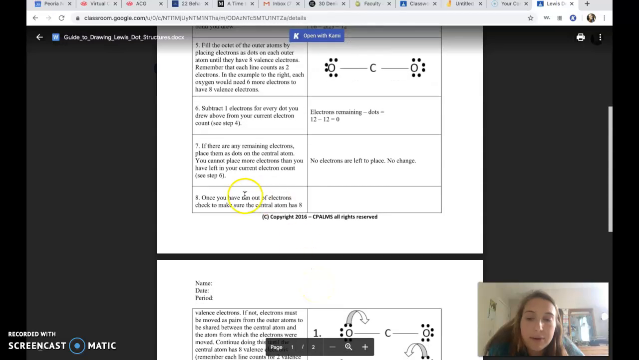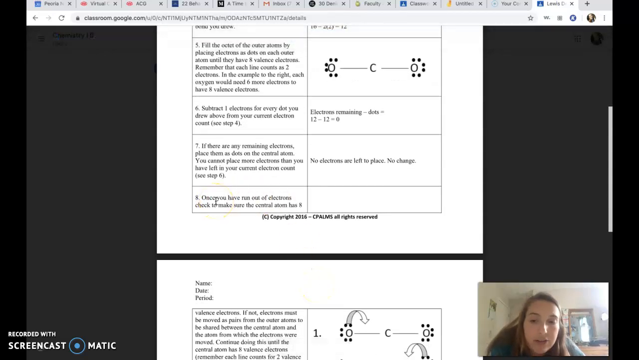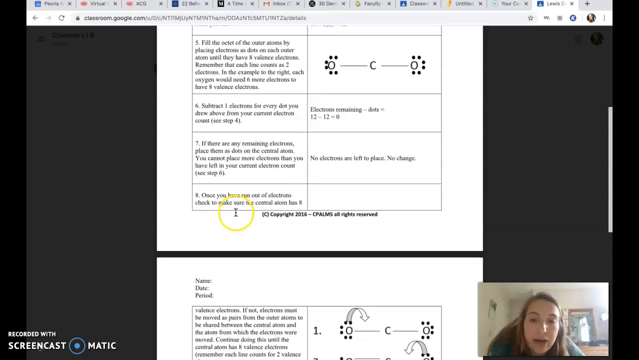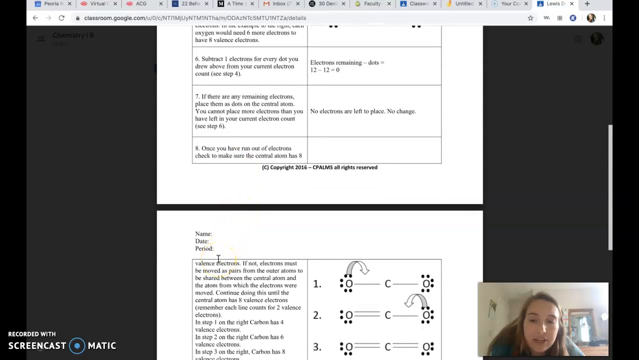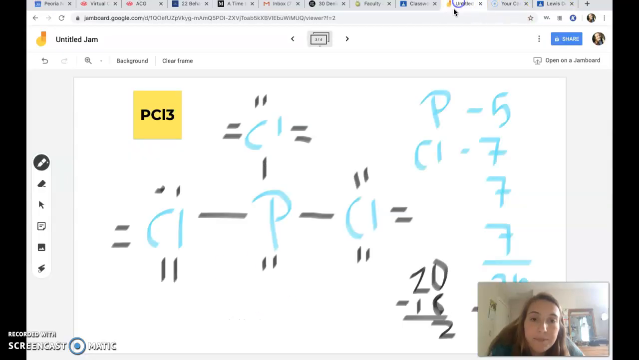And then step number 8. Once you have run out of electrons, make sure the central atom has 8 valence electrons. If not, electrons must be moved as pairs from the outer atoms to be shared between the central atom and the atom from which the electrons were moved. So I look over here. Does phosphorus have 8? 1, 2, 3, 4, 5, 6, 7, 8. That means we're good. And we're done.